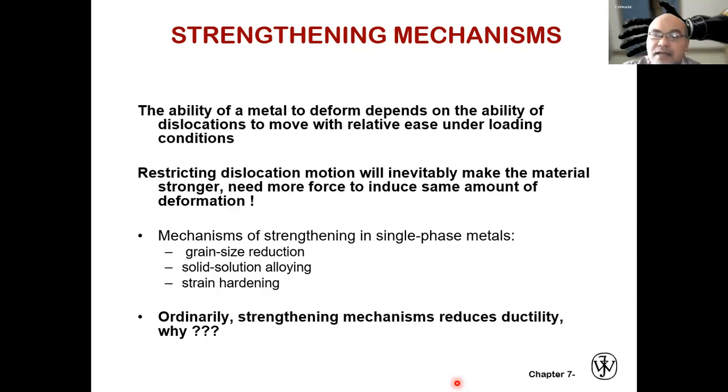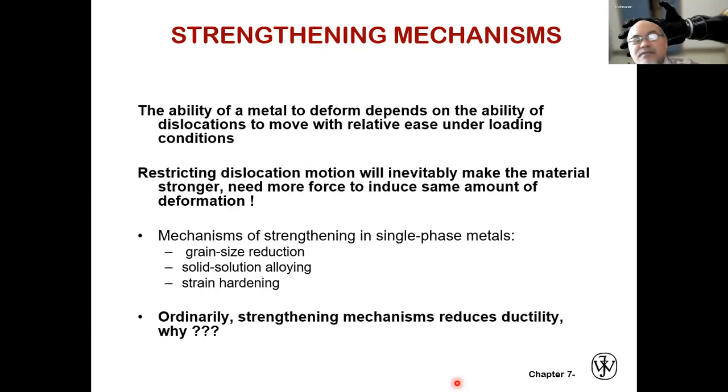The third method is by strain hardening. This is by putting strain into that metal material to make the dislocations tangle with each other. Yeah, we will make it clear in the next slide.